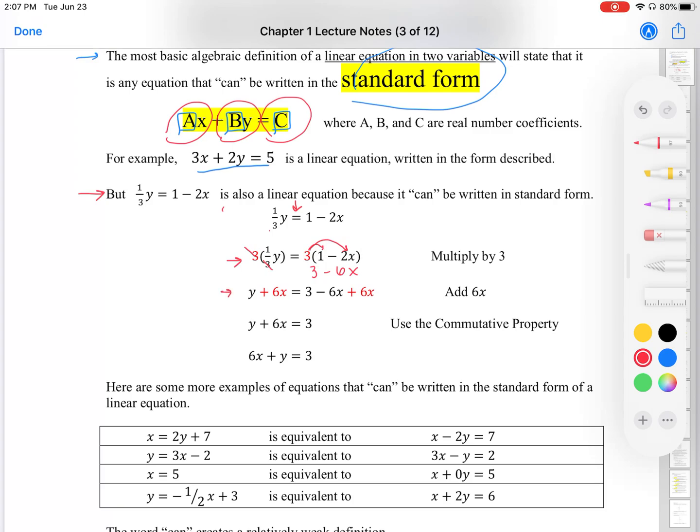And we want to make sure we also have our x on the other side. So let's go ahead and add 6x to both sides like we have here. Let's move it to the other side. All right, so now we have our y and our x on one side of the equal sign, and on the other side we have just a number. Lastly, you want our x first, so we just rewrite it so that we have 6x plus y equals 3. This is standard form.